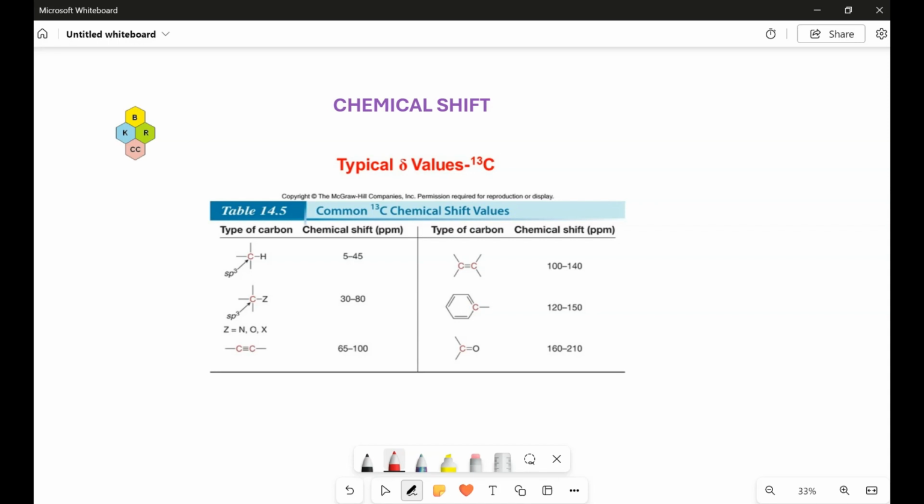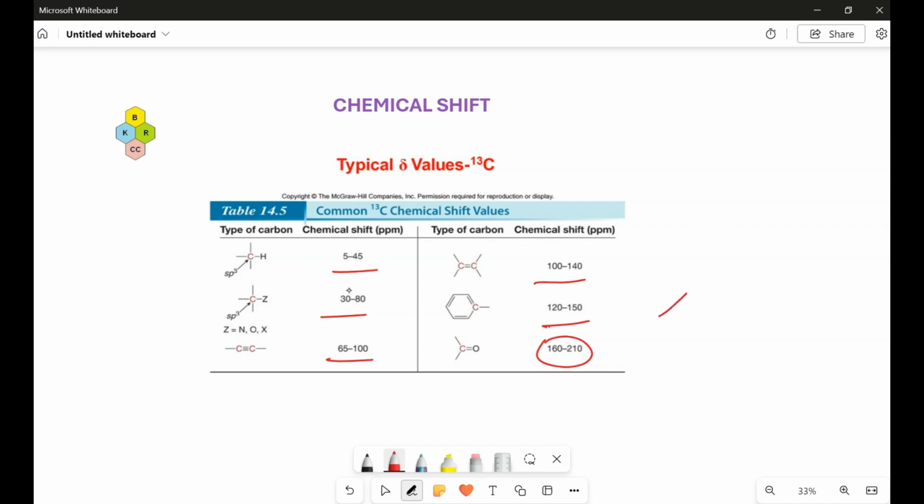Now let's quickly look into the delta values of carbon. So alkane carbons, very simple, come from 0 to 40, or 5 to 40. The carbon attached to a heteroatom will be around 60. The alkyne carbon will be around 90. The alkene carbon will be around 110. Aromatic carbon 130. And you have the C double bond O carbon, which will range from 160 to 210.